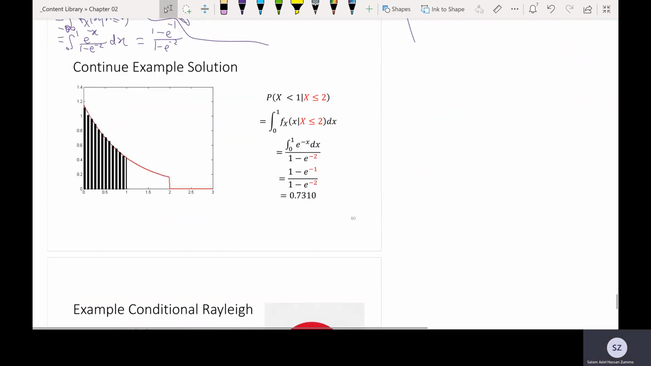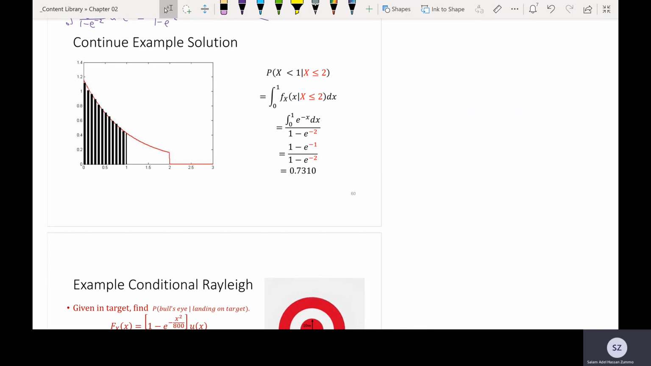So it looks like this. This is the PDF. The probability that x is less than a value gives you this number. And the PDF looks like we said: exponential until you reach 2, then it becomes 0.